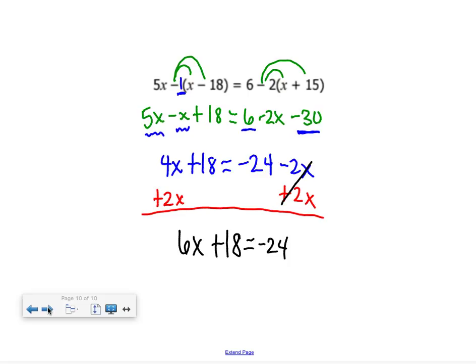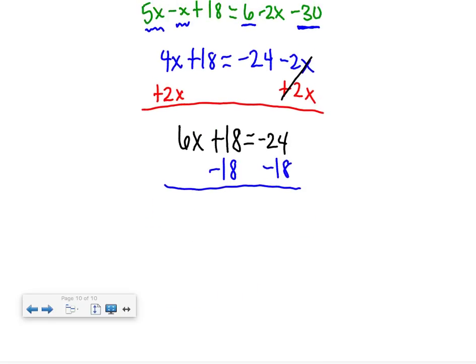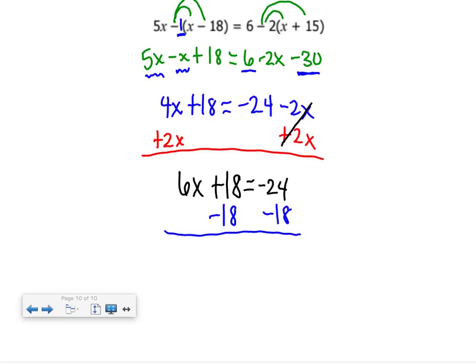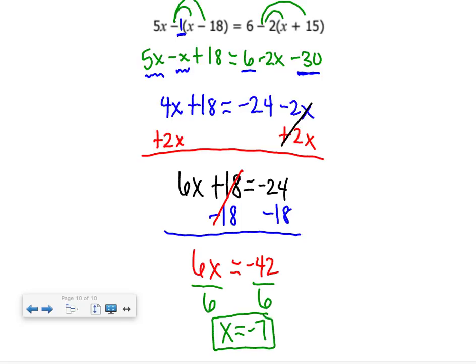And again, now we are left with that easy two-step equation. So how am I going to get 6x alone? Well, I know I have to get rid of that 18. Get rid of that 18. Spin my page a little bit here. Okay. We are left with 6x. Those guys go away. They cancel out. Negative 24 minus 18 gives me a negative 42. And again, lastly, we are dividing by 6. Dividing by 6 for a grand total of negative 7.